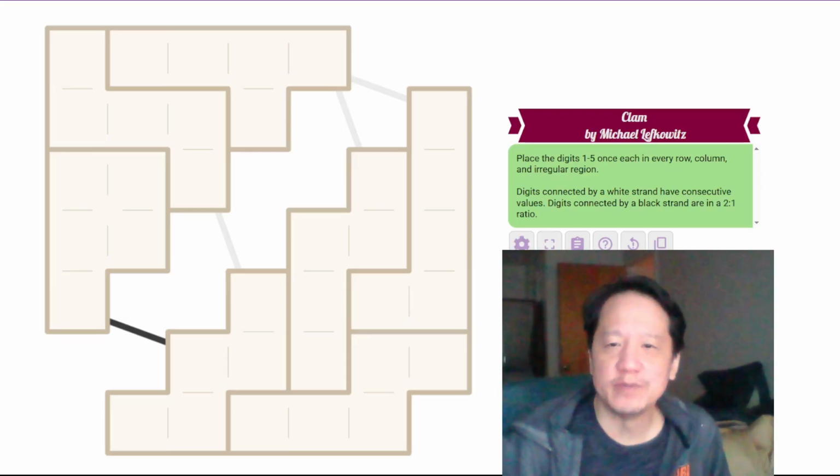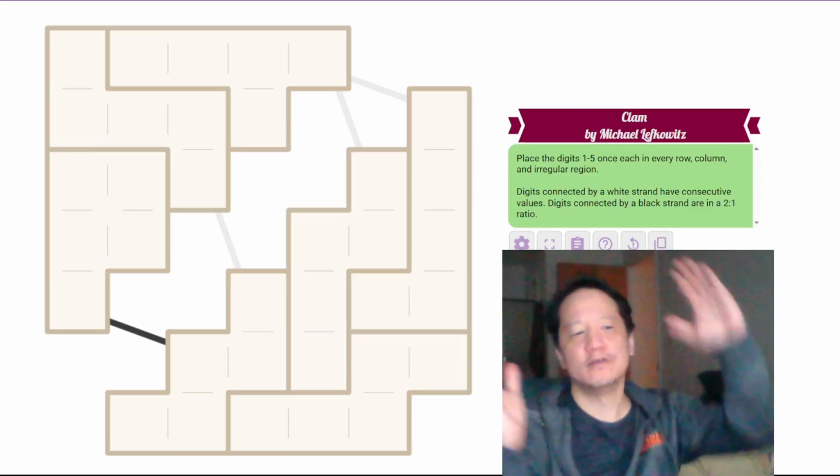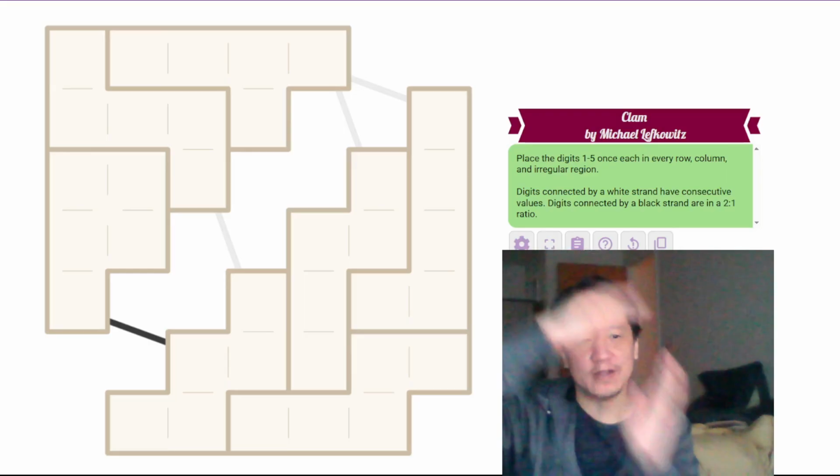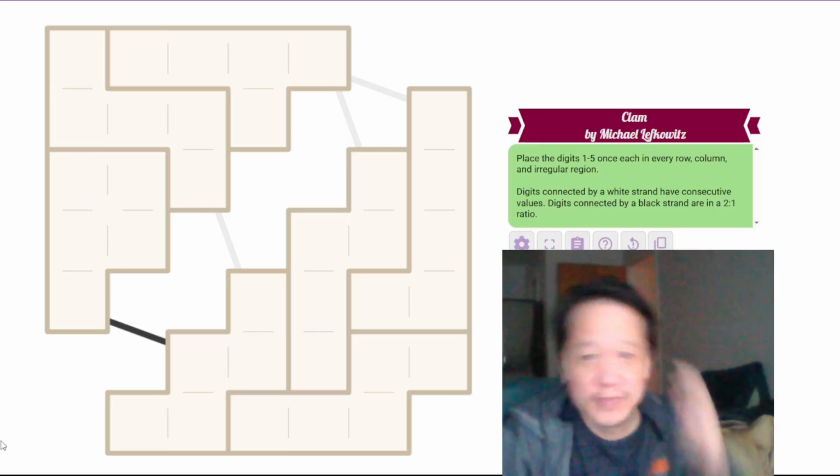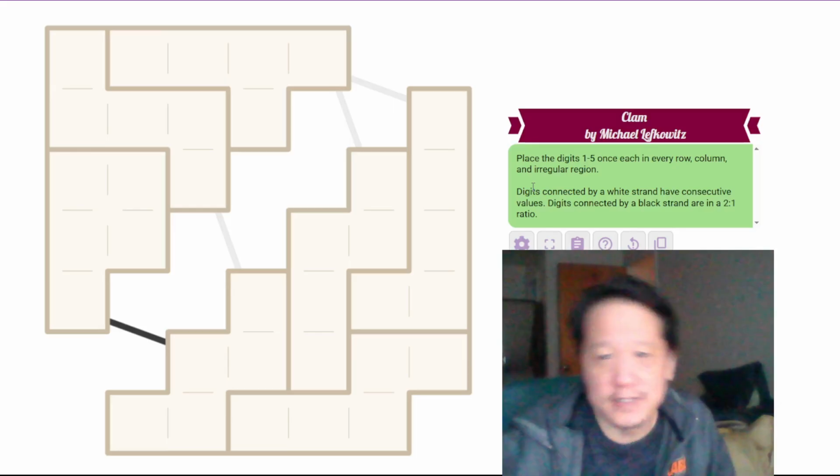Today's very easy puzzle is called Clam by Michael Lefkowitz. And you have a clam here, obviously, so you have a clam about to close up, it seems like. Or maybe it's opening up, I don't know. Anyways, let's get to the rules.